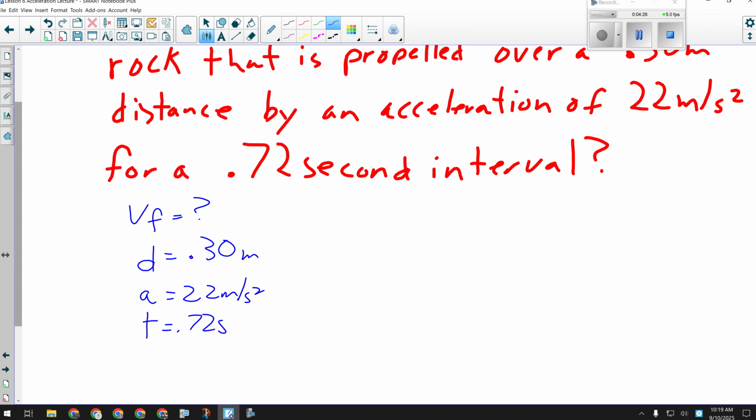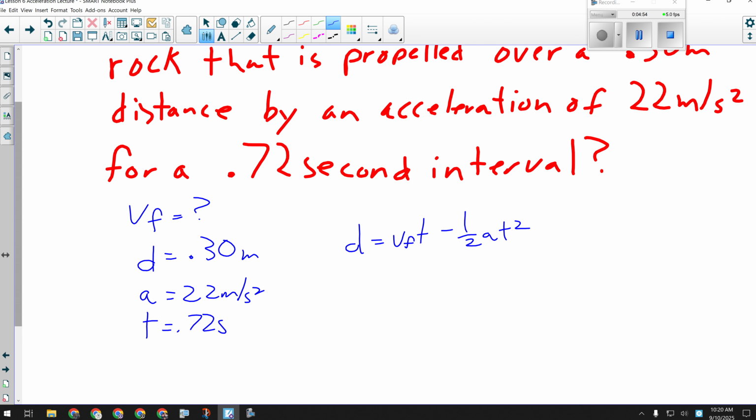Maya, which one? Displacement equals VF t minus 0.5 acceleration t squared. Exactly. Okay, that's the one I've got everything for. Right? I have time, so that's good. And I'm looking for VF. So what should I move first here? 1/2 a t squared. Yeah.